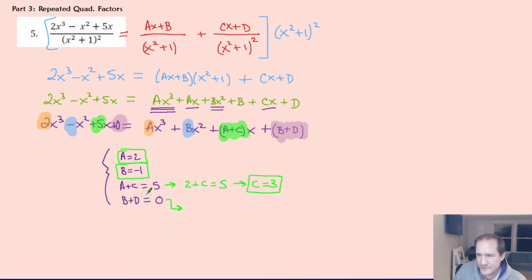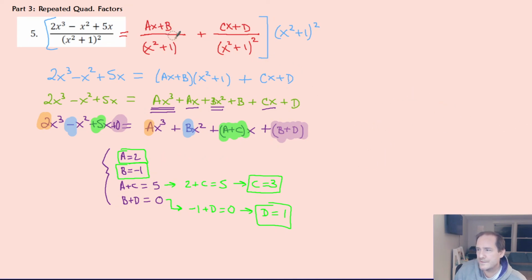But now you got the b plus d, so use the b value. That means negative 1 plus d equals 0. So adding 1 tells you that d equals 1. And so now, lo and behold, we've got all 4 of our values, and we're basically done. We can just write our partial fractions now.